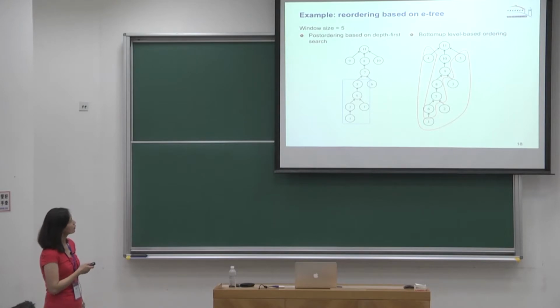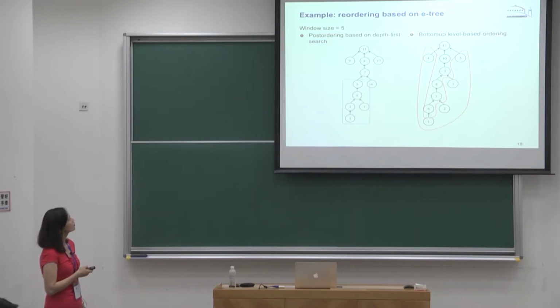On the other hand, if I renumber this tree, relabeling, also reordering, using the bottom-up level-based ordering, that means all the leaves are labeled first, 1, 2, 3, 4, 5. And then the second level is the parent of the leaves, which is 6, 7, 8. In this case, at least the first window, 1, 2, 3, 4, 5, are all independent. So your pipeline actually works better. You don't need to wait for anybody, at least in the first step. But of course, later more and more dependency comes into the picture.